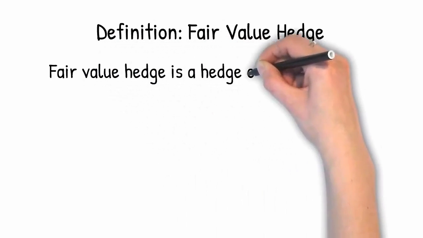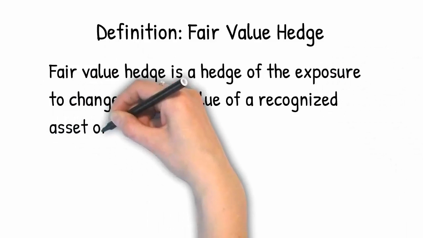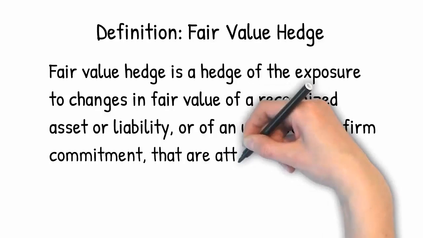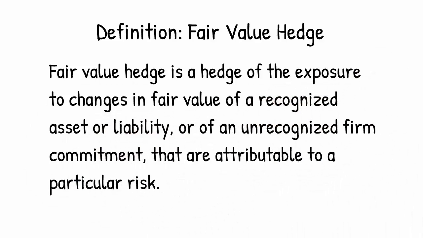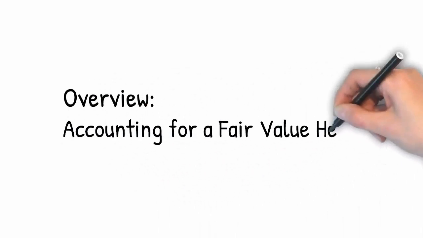To recap, a fair value hedge is a hedge of the exposure to changes in the fair value of a recognized asset or liability or of an unrecognized firm commitment that are attributable to a particular risk. Before closing out this module, let's take a high-level look at the accounting for a fair value hedge.